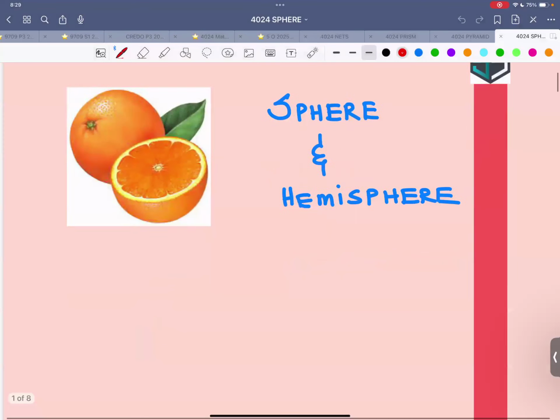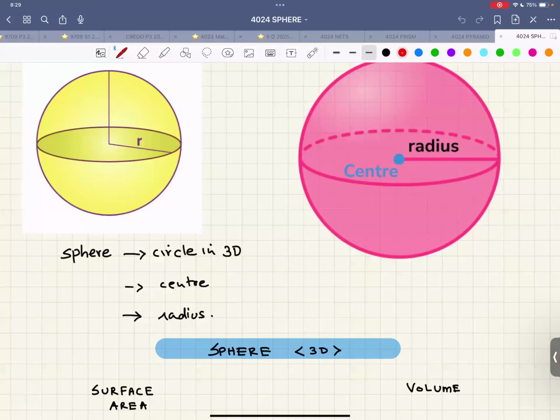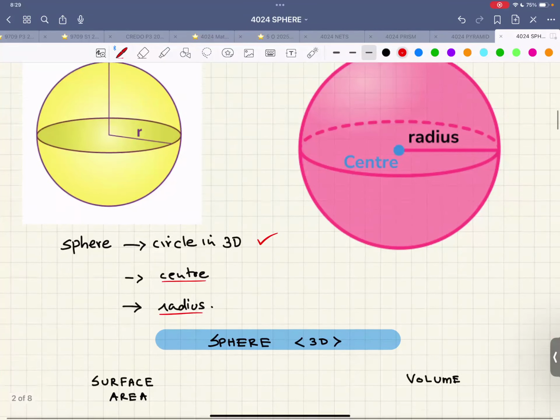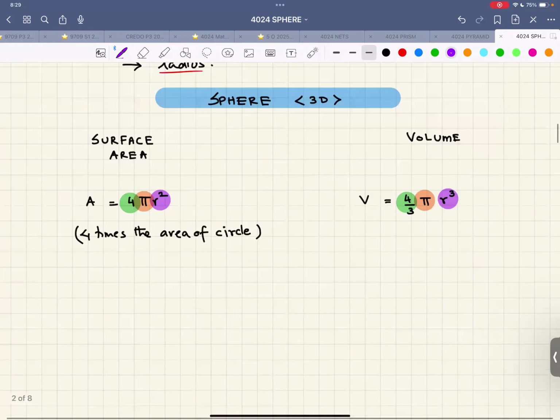When we talk about sphere and prism, a circle in 3 dimensions, that is known as a sphere. There is a center, there is a radius, and this is your radius from the center till here. And then you rotate it like this. The volume of a sphere is 4/3 pi r cube. The surface area is 4 pi r square, 4 times the area of the circle.